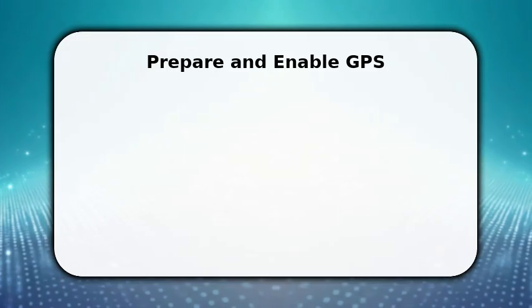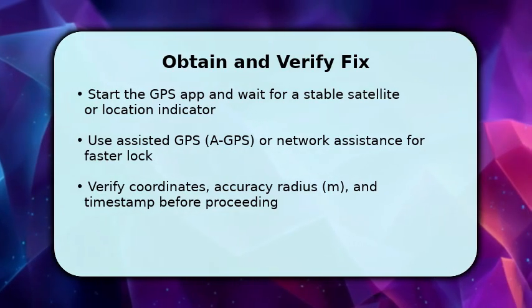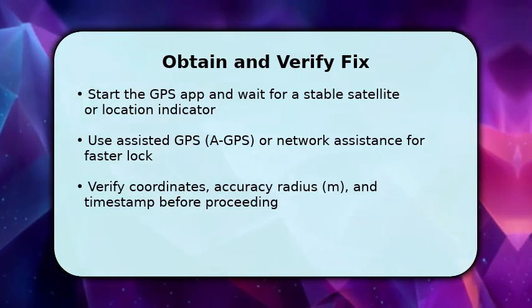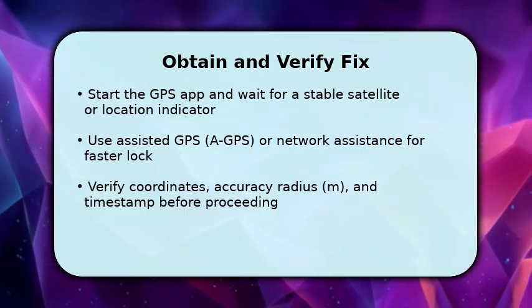You now obtain a fix and verify accuracy. Open your GPS app and watch the satellite or location indicator. Wait until accuracy reads a low meter value. Use assisted GPS or network assistance to speed this step.